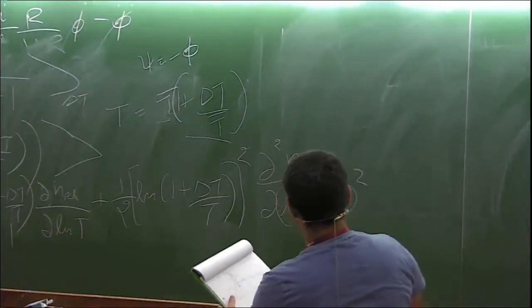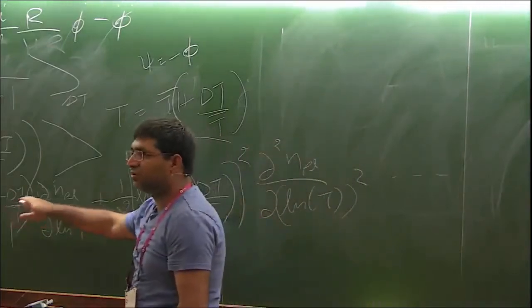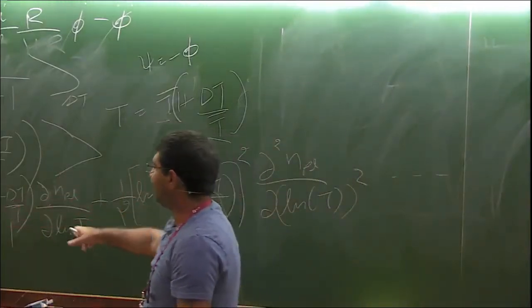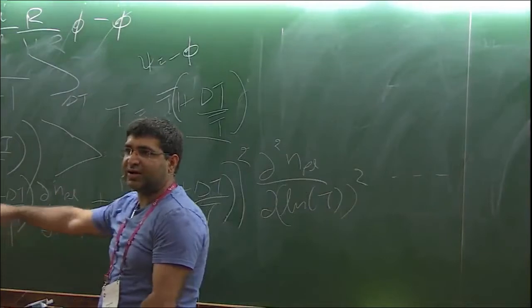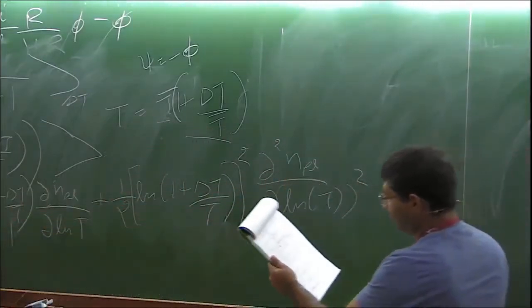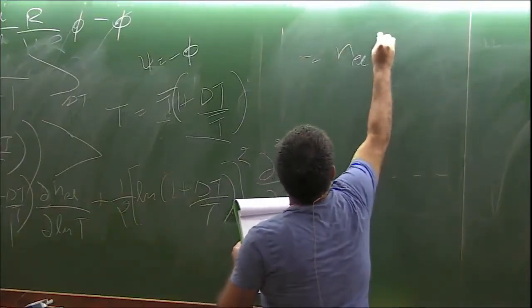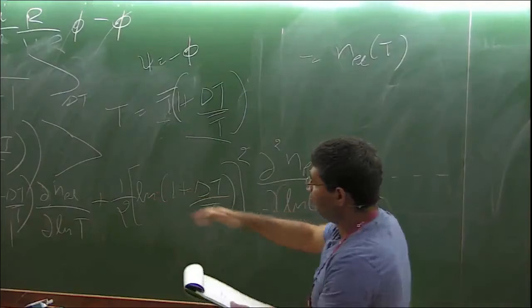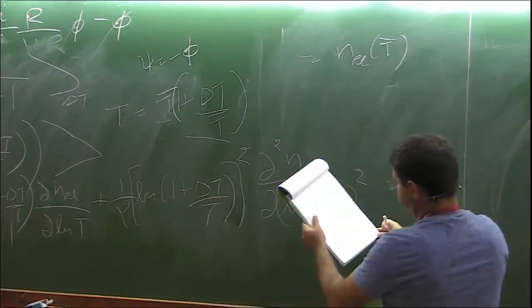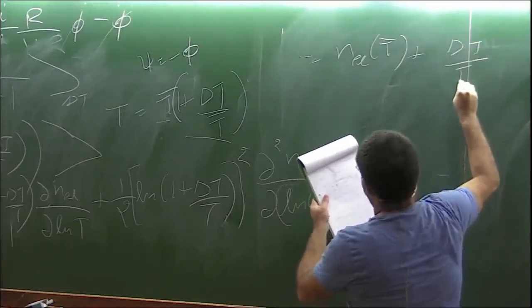Okay, yeah. And then there are higher order terms. We can expand the logarithm also. So we want to expand everything up to second order in delta T over T. So we can expand all logarithms also up to second order in delta T over T and keep only second order terms, which gives you, now just write it as n Planck of T bar plus delta T over T.